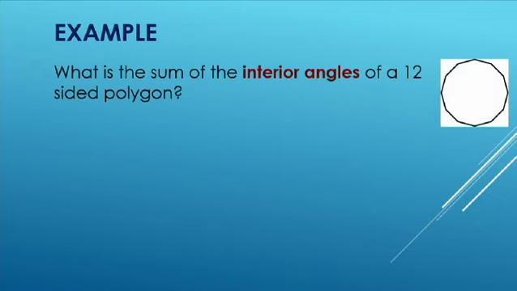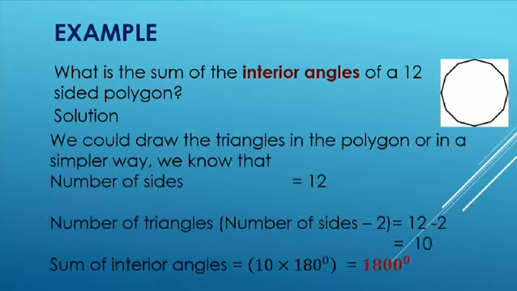Let's see another example. What is the sum of the interior angles of a 12-sided polygon? Well, how do we do that? We could draw the triangles in the polygon, or in a simpler way, we know that the number of sides is 12, right? So the number of triangles is always 2 less than the number of sides. So that's 12 minus 2, which is 10. Therefore, we can say that the sum of interior angles will be 10 times 180, which is 1800 degrees.